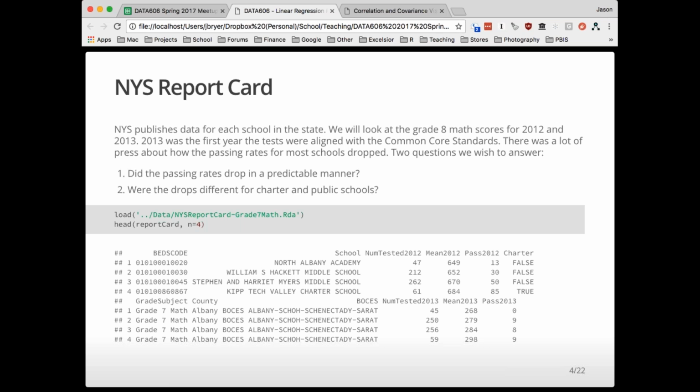And so one question is, what happened? Well, obviously the tests were realigned, but was the drop really an indication that students really knew less, or does it mean schools were doing badly? So one way to look at this is as a regression model. New York State makes this report card data publicly available. So here each row is going to be a school in the state. And here I'm just showing the first four.